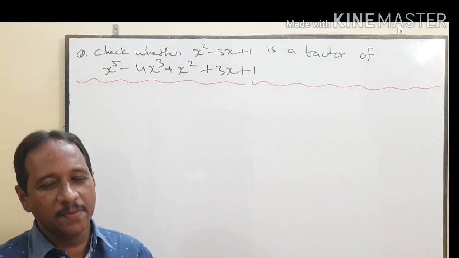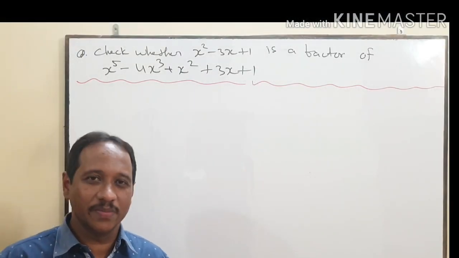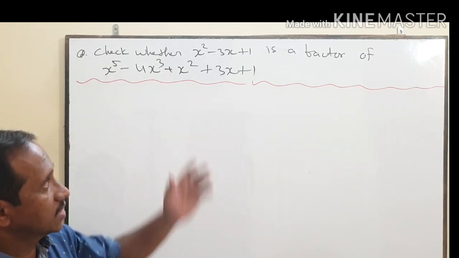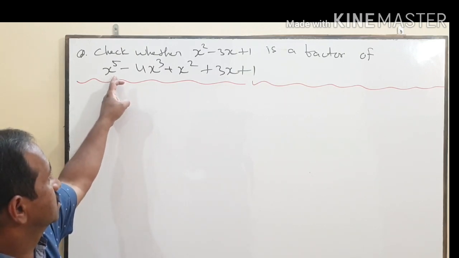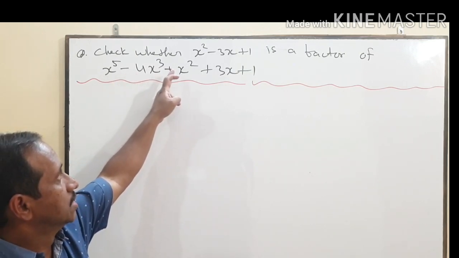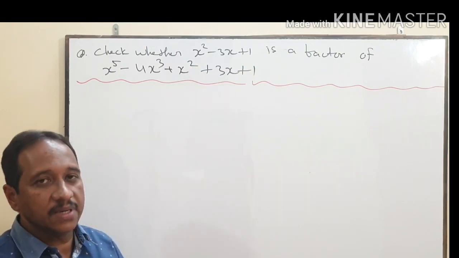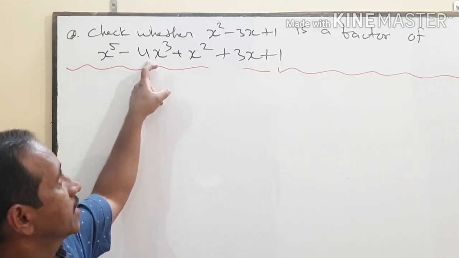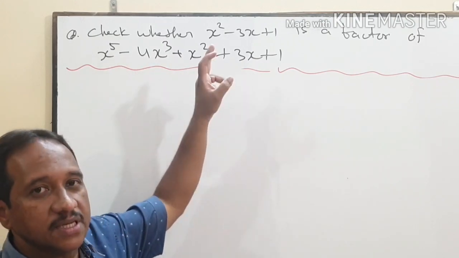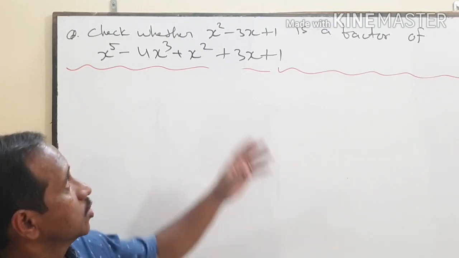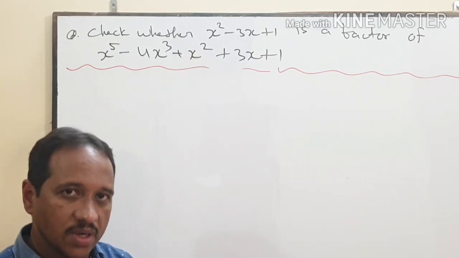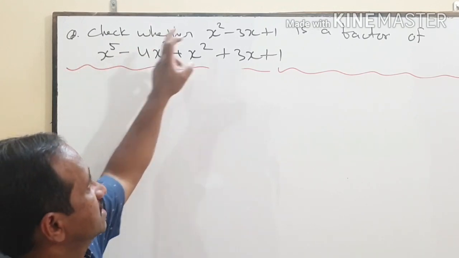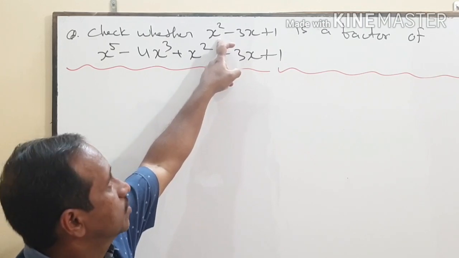Let us do a question based on the division algorithm for polynomials. The question is, check whether x square minus 3x plus 1 is a factor of x raised to 5 minus 4x cube plus x square plus 3x plus 1. Here, the dividend polynomial is x raised to 5 minus 4x cube plus x square plus 3x plus 1 and the divisor polynomial is x square minus 3x plus 1.